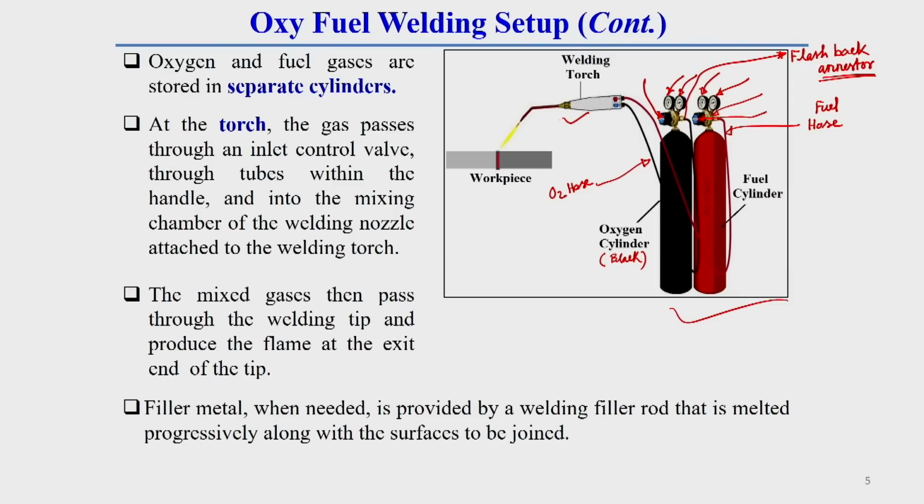This flashback arrestor is used with both the fuel gas hoses as well as the oxygen gas hoses. So there is a flashback arrestor in the oxygen cylinder as well as in the fuel gas cylinder. Now you see, this is called the welding torch. Here in this welding torch there are two valves. This is generally called the inlet valve.